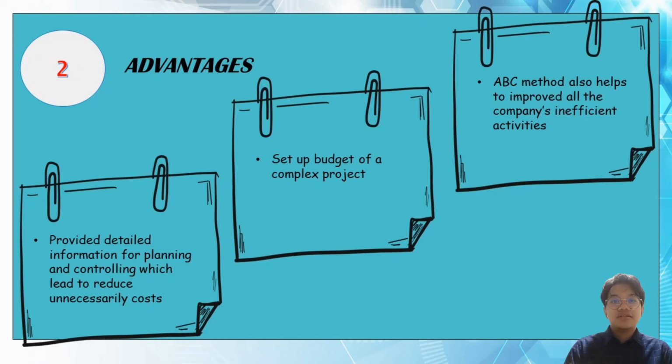And lastly, it provides detailed information for planning and controlling, which leads to reduced unnecessary costs. As we can see, the ABC method lists down all the costs in the activity, and then we can identify which cost was overspent in the activity and reduce the spending. So the past research shows that the ABC method provides a lot of advantages.